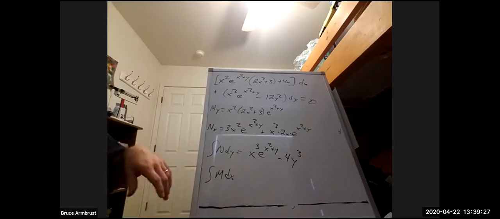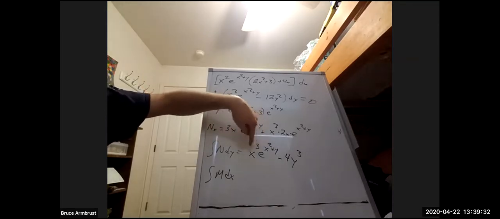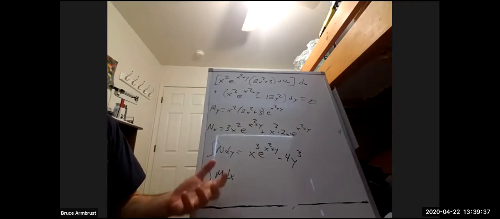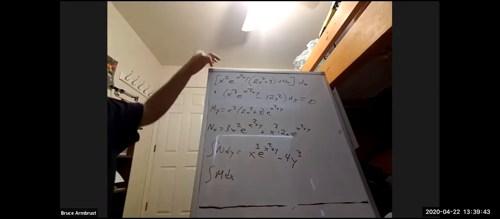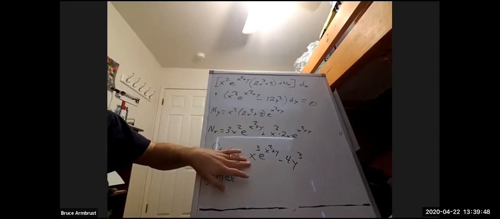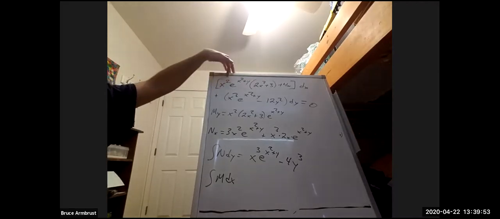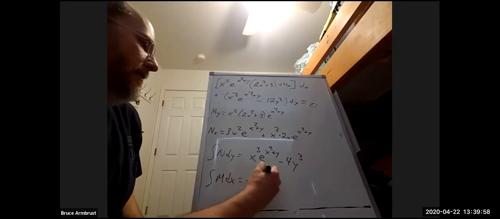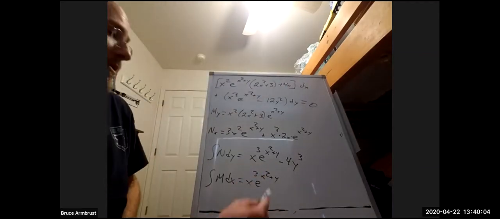So what I was saying here is that I found the N integral, and then I real quick differentiated that with respect to x, because I know that whatever's in here, its derivative has to show up in the M part, and the derivative of the x cubed e to the x squared plus y is actually all of this. So when we integrate, we're going to get x cubed e to the x squared plus y. And then we need the integral of 4x, which is going to be 2x squared.